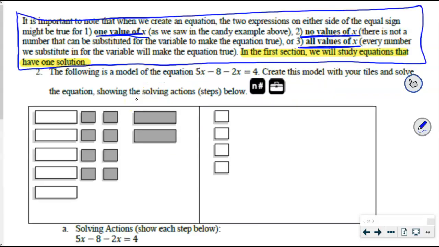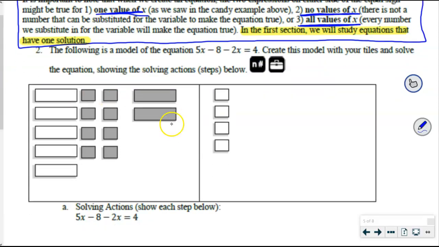With that in mind, let's now take a look at this problem here. It says the following is a model for this equation. 5x minus 8 minus 2x equals 4. Will you please fix this? I don't like that it doesn't do this automatically. We've seen models like this before. We've done a lot with models like this before, right?